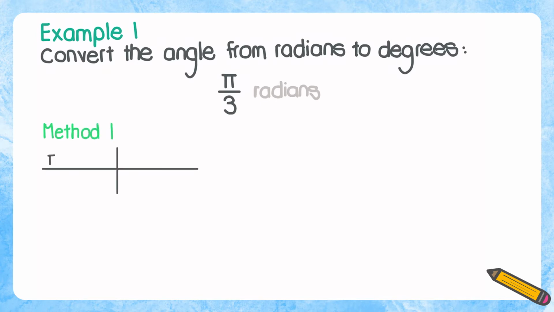For method 1, we set up a t-chart similar to last time. We have pi radians over 3, and on the right side, we include our conversion factor. We want to go from radians, which goes in the bottom, and end up with degrees, which is written at the top. What's the conversion factor? 1 pi radians equals 180 degrees.